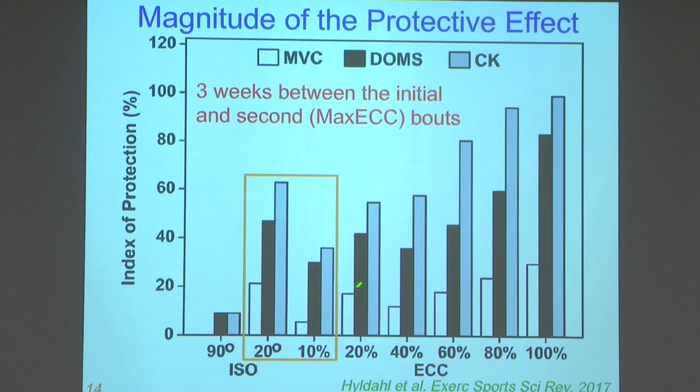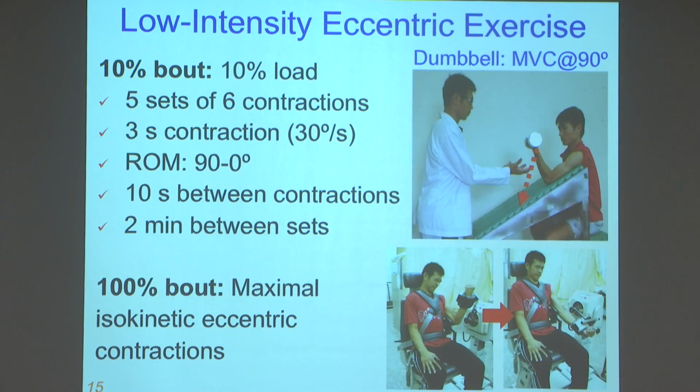However, even very low intensity eccentric contractions or isometric contractions at long muscle lengths can still protect some muscle damage. So this is the low intensity eccentric exercise. Just using a dumbbell, this is a very light dumbbell, only 2 kilograms or so, just lowering the dumbbell from here to here. Then, a couple of days later, they perform maximal eccentric exercise using isokinetic dynamometer.